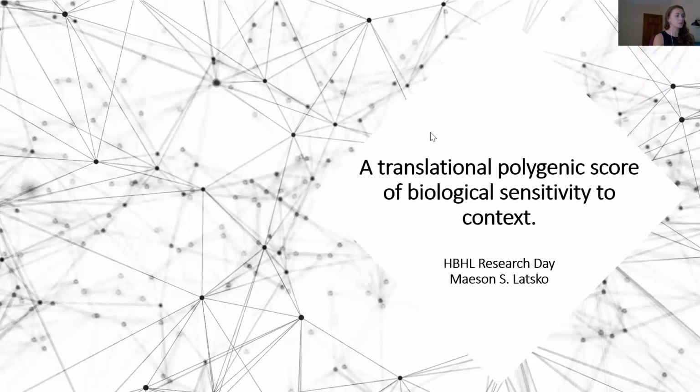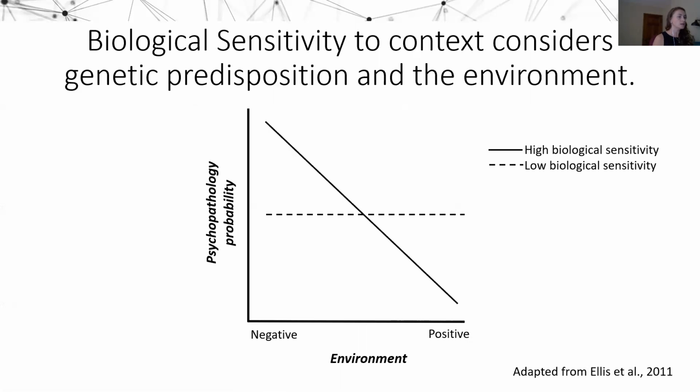Today I'm going to tell you about a project looking at a translational polygenic score of biological sensitivity to context, which is a theory depicted here in the schematic and suggests that there's a subset of individuals that have a high malleability or plasticity to the environment, and they have a lower likelihood of developing a psychopathology in positive contexts, but a higher likelihood of developing a pathology in negative contexts compared to individuals with low biological sensitivity to context.